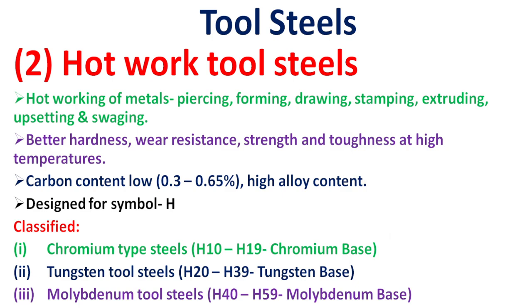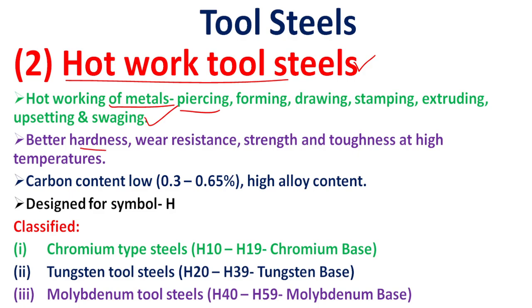So tool steel, this is a hot work tool steel. This is the second type in tool steels. The first one is cold work tool steel, the second one is hot work tool steel. This is for hot working of metals. The steel is mainly used for hot working of metal: piercing, forming, drawing and stamping, extruding, upsetting and swaging operations. It is mainly used in this heat treatment process.